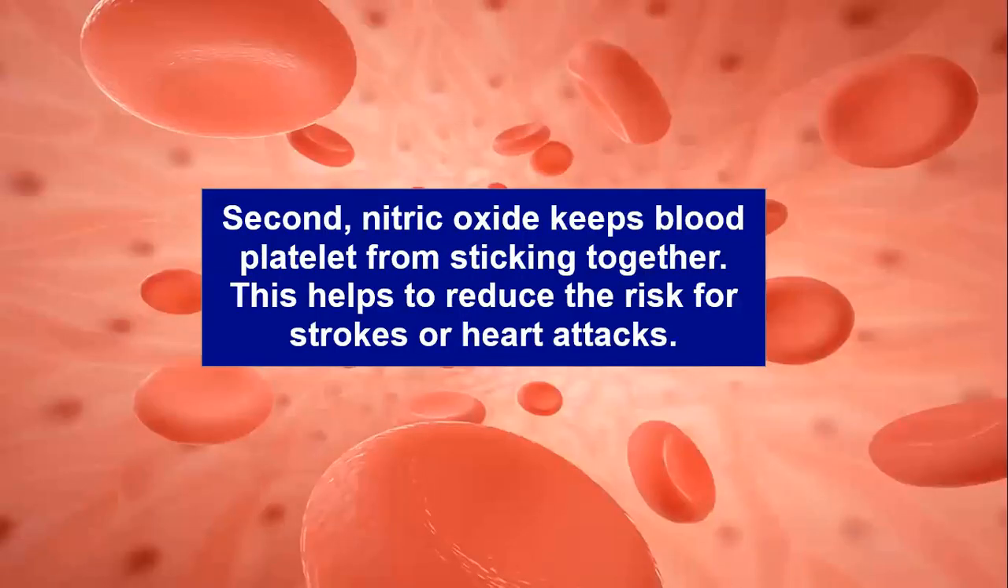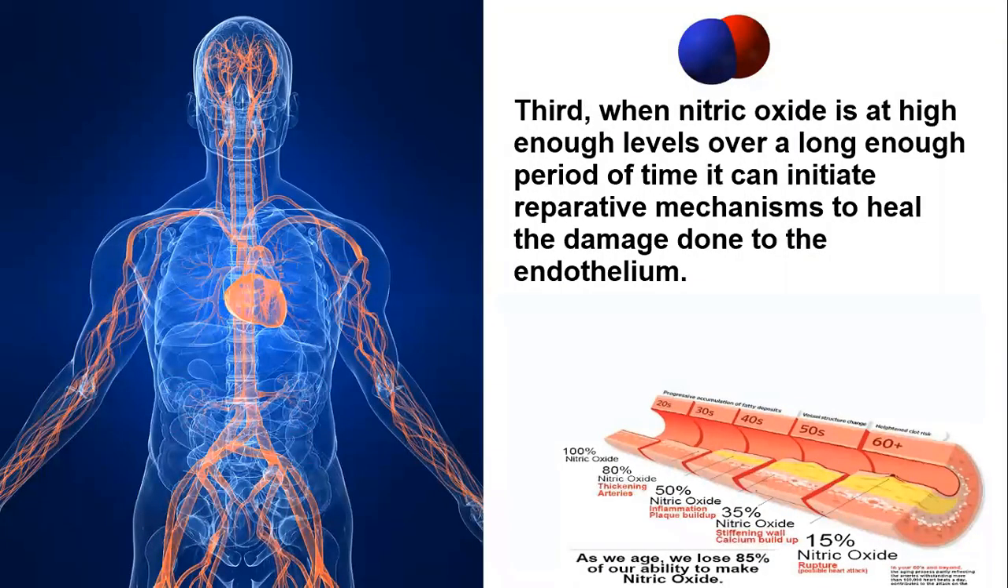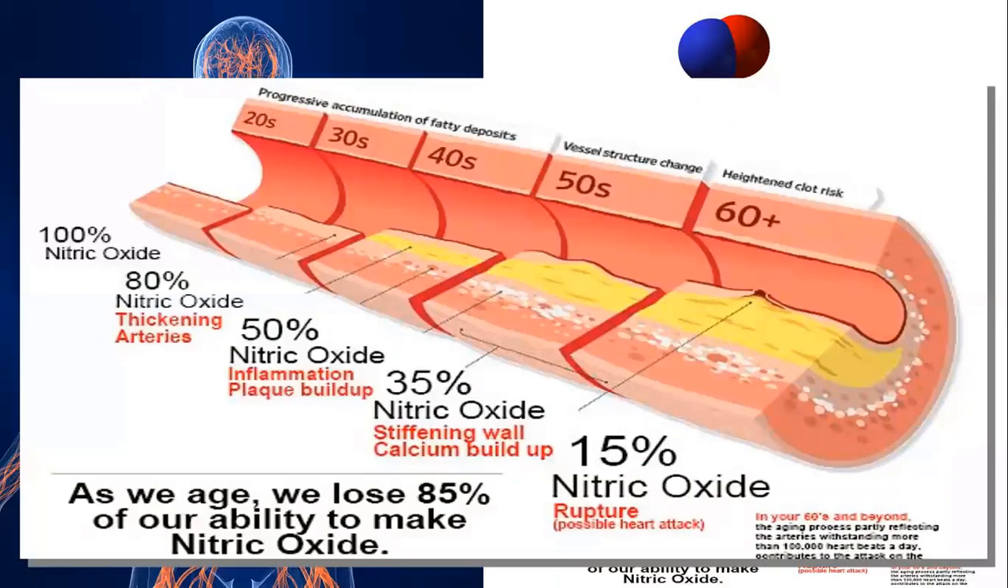The second key benefit of nitric oxide is that it keeps blood platelet cells from sticking together. This helps to reduce the risk for strokes or heart attacks. And the third key benefit is that when your nitric oxide levels are high enough over a long enough period of time, it can initiate repair mechanisms to heal the damage done to the endothelium. This process restores more of your endothelium back to a healthy tissue, which leads to higher levels of nitric oxide to help continue this healing process.